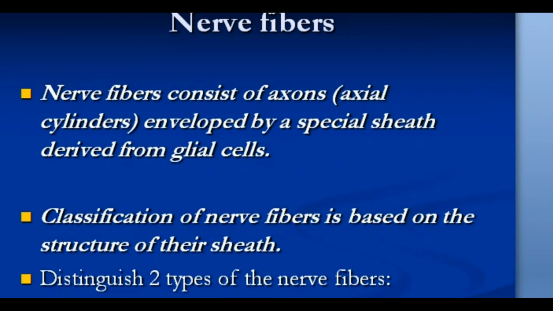Let's go to nerve fibers. Nerve fibers consist of axons, axial cylinders, enveloped by special sheaths derived from the glial cells. Classification of nerve fibers is based on the structure of their sheath. We distinguish two types of nerve fibers, unmyelinated and myelinated. Unmyelinated nerve fibers are located in adults mainly in the composition of the autonomic nervous system. They are characterized by a low speed of carrying out of the nervous impulse.